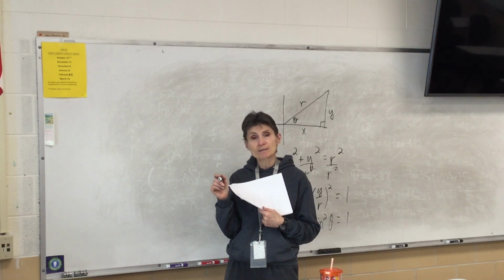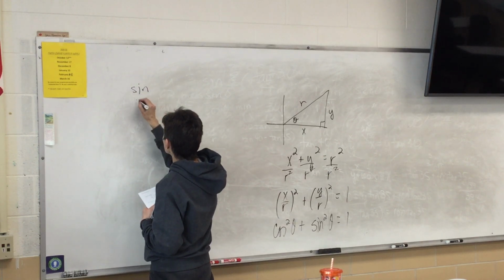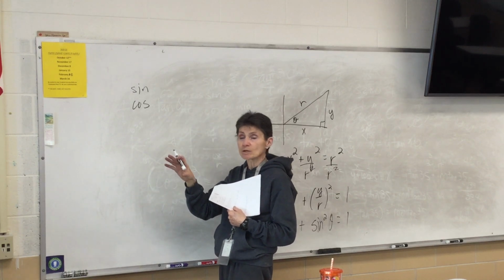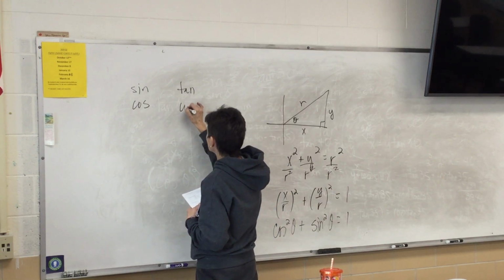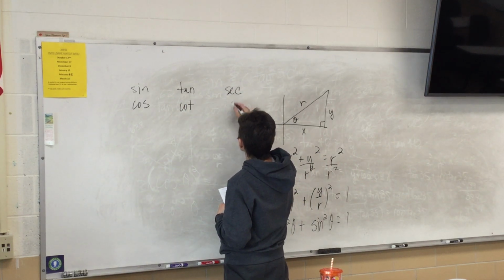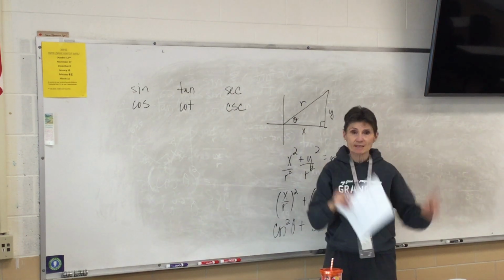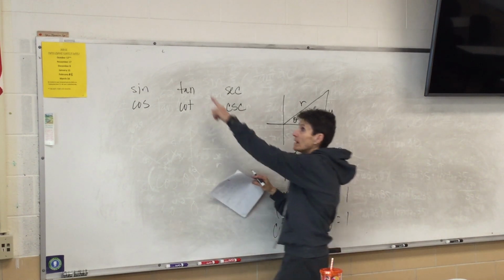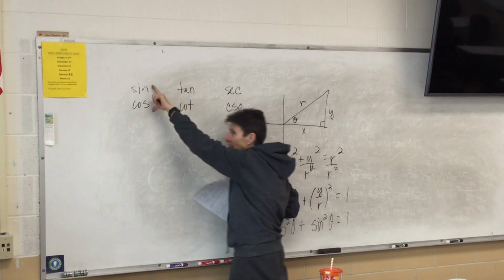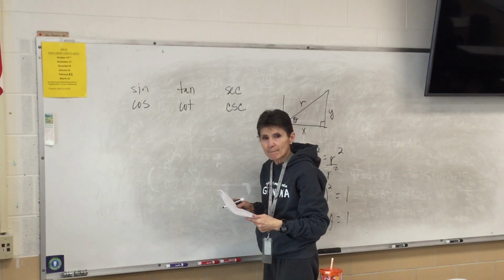And cofunctions are the co's in your names. So sine and cosine are cofunctions. Tan and cotan are cofunctions. And secant and cosecant are cofunctions. Now, cofunctions is different than reciprocals. This pair is both. They're cofunctions and reciprocals. But these are not. This pair is not reciprocals. But they are cofunctions. And here's what that means.